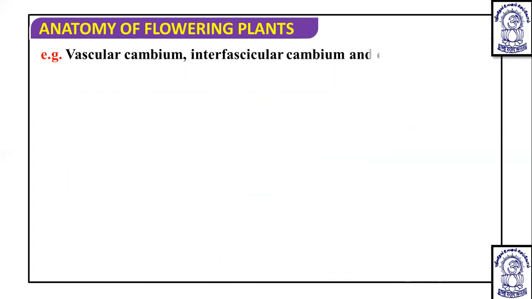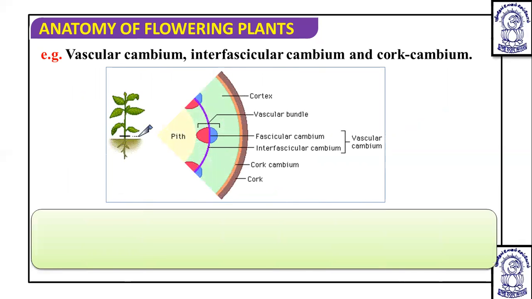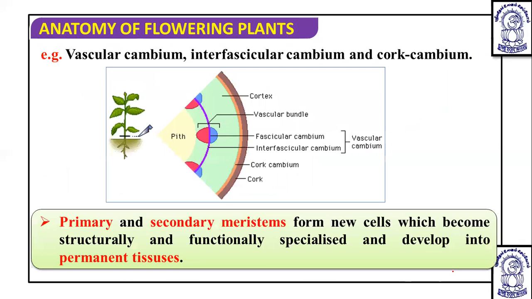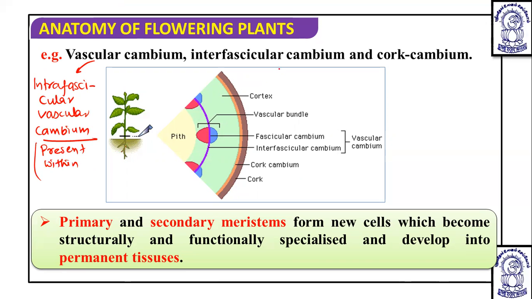And if we talk about the examples of lateral meristem, the vascular cambium, interfascicular cambium, and cork cambium are the lateral meristem. Actually, this vascular cambium is nothing but intrafascicular vascular cambium. Intrafascicular vascular cambium is present within the vascular bundle.